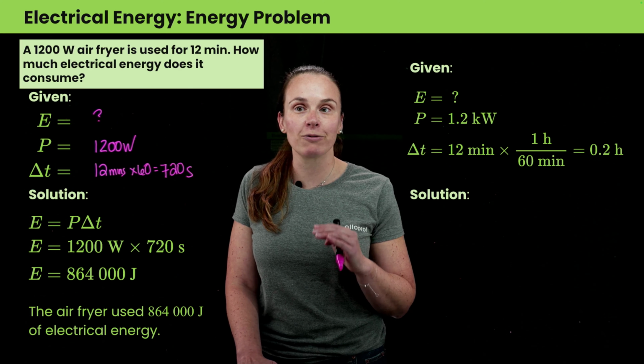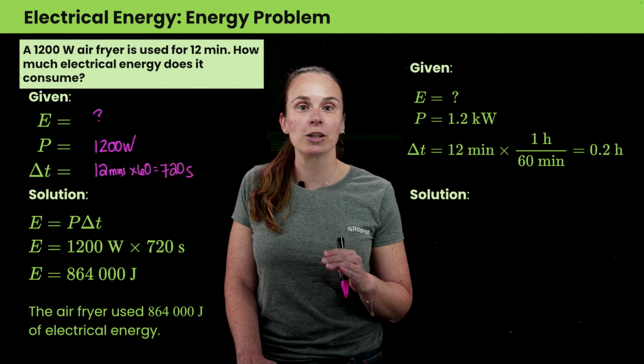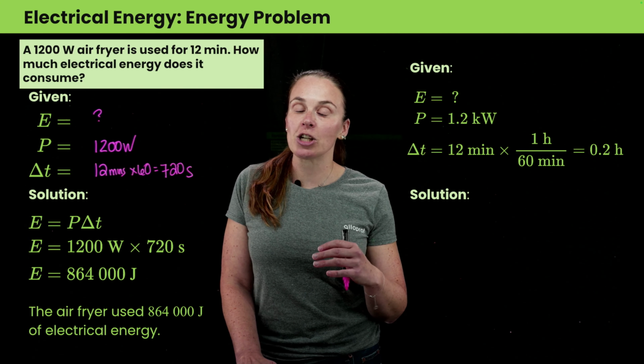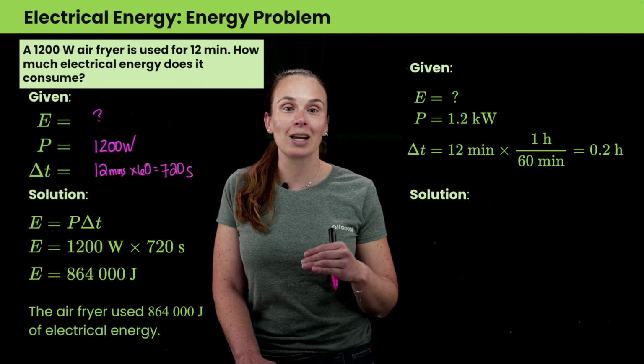So we're going to divide 1200 watts by 1000, and that gives us 1.2 kilowatts, because remember, kilo means 1,000. And then we have our change in time. So instead of turning 12 minutes into seconds, we're going to turn it into hours.